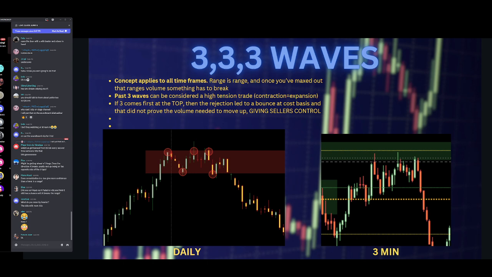Contraction, expansion. If 3 comes first at the top, then the rejection led to the bounce at cost basis, and that did not prove that volume needed to move up, giving sellers control, right? And that's ultimately what is happening. If cost basis off of that third rejection is completely flushed through and you're moving fast towards support, at that point sellers have the ball in their court. So even if you did get a bounce, they would have to monumentally respond. But typically, I would say 90% of the time it does not, because you've already. So I can actually explain this concept.